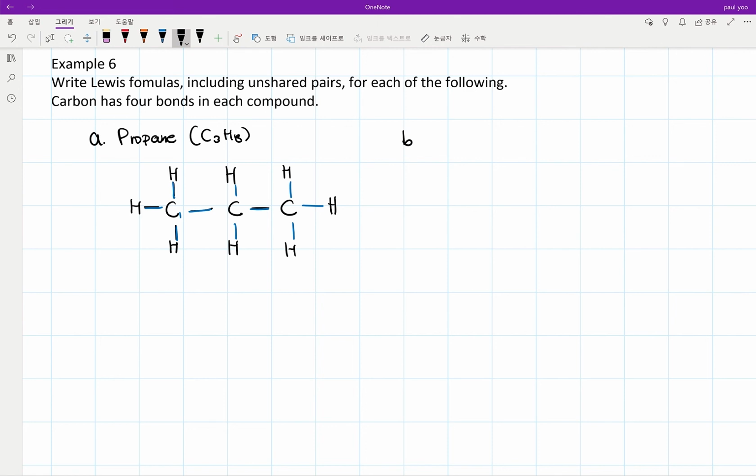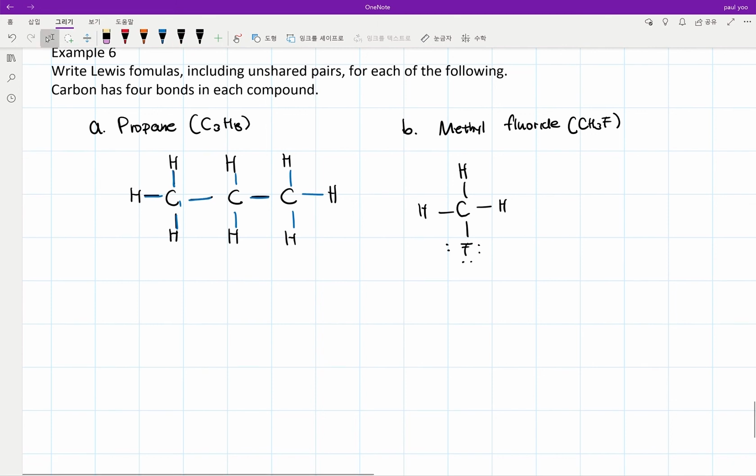B, methyl fluoride, CH3F. So C with 4 bondings, that has 3 H's, and F has 6 unshared electrons, so 3 unshared pairs.